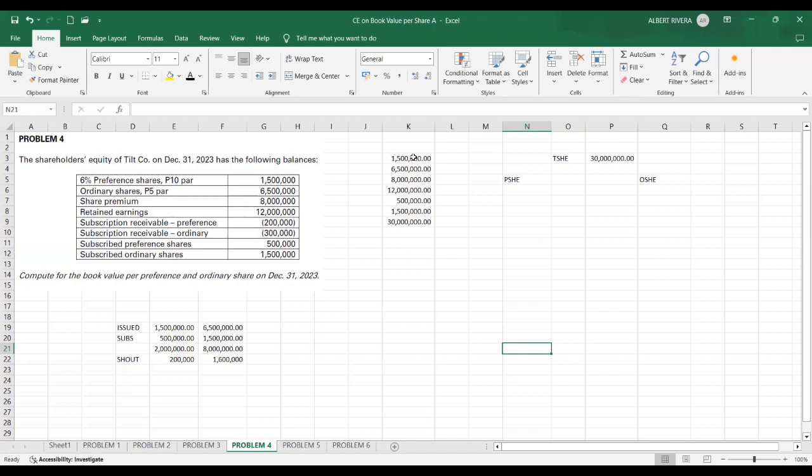So, this is 1.5, 6.5, 8 million, 12 million. Dito na siya, subscribe preference shares, 500,000. And subscribe ordinary share, 1.5. So, this is 30 million pesos. Your total stockholders equity. Then, since hindi na lang naman issued yung binigay, so compute for this.